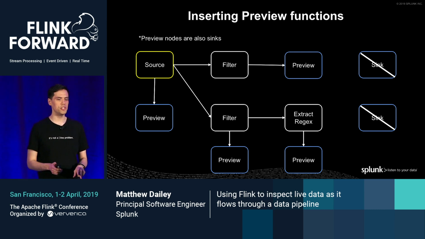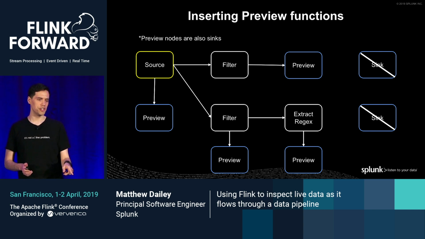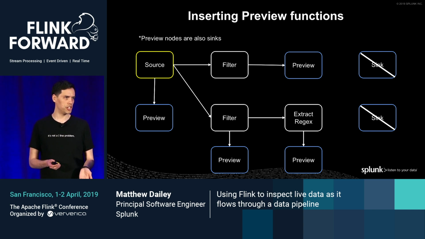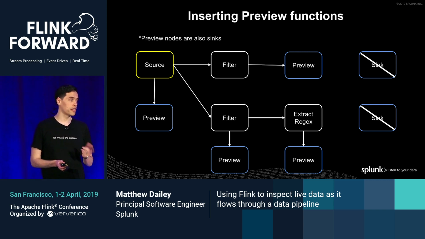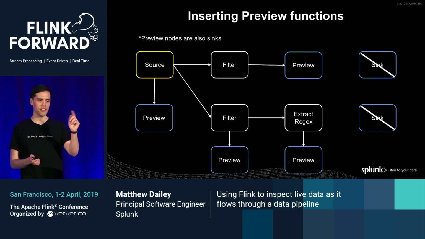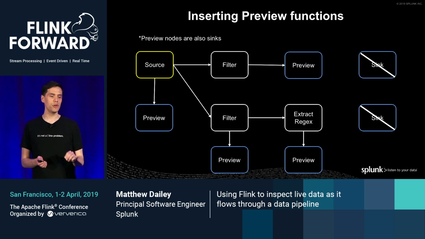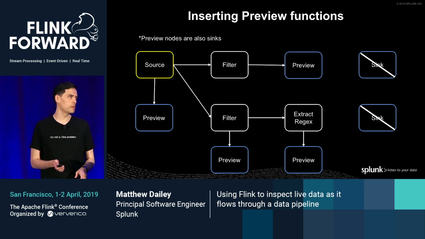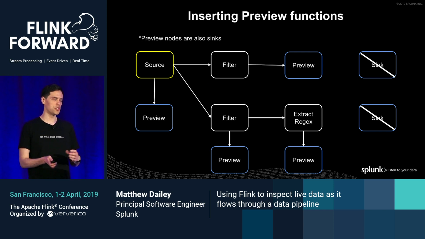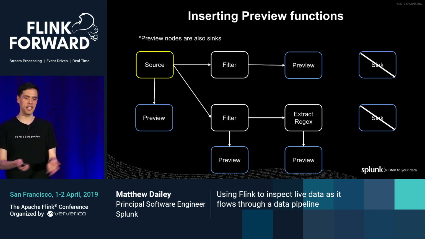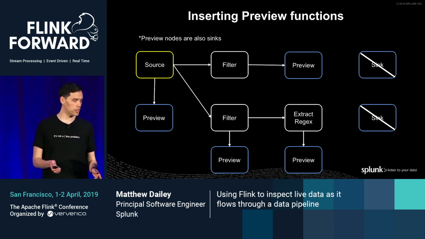The second thing that we do is that we add in these preview functions. So preview is a function that we actually implement using Flink's rich sink function class. So like I said here, I have the little asterisk saying preview nodes are also sinks. That's an important implementation detail because if you don't have functions terminated at sinks, Flink will complain when you try to activate the pipeline because it'll realize, oh, you have parts of your pipeline where the data's not going anywhere. So we made sure that we incorporated that.